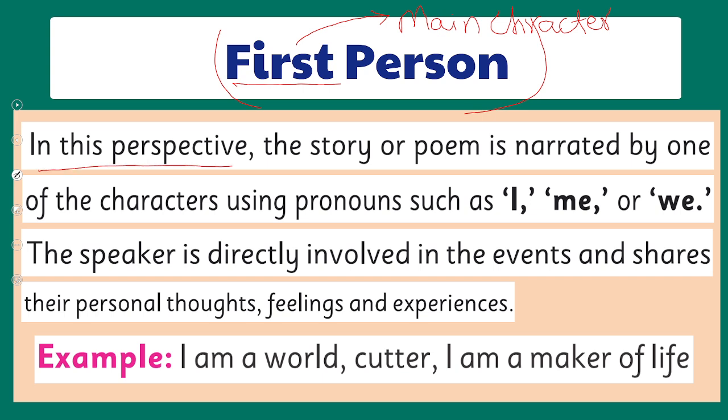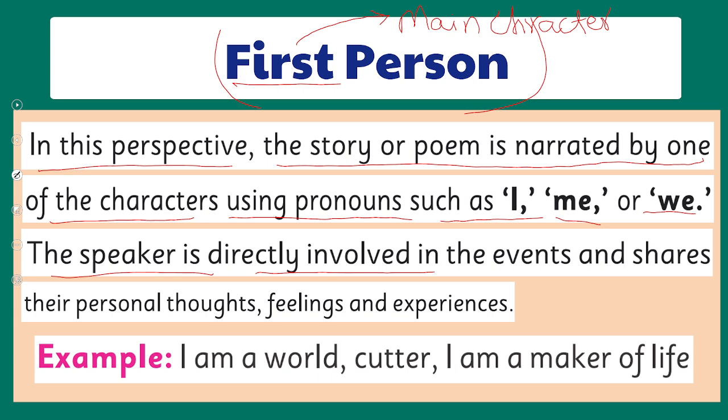In this perspective, the story or poem is narrated by one of the characters using pronouns such as I, me, or we. Like we can say that we are the classfellows of grade 6 and we go on a journey to a hill station. So it's also first person because the main characters of this story are telling this story. The speaker is directly involved in the events and shares their personal thoughts, feelings, and experiences.